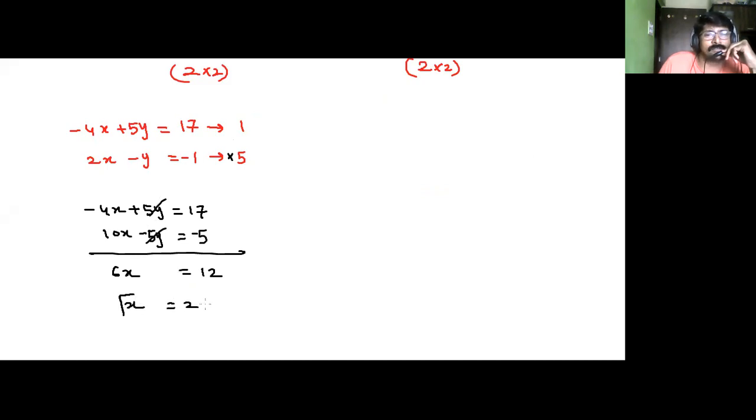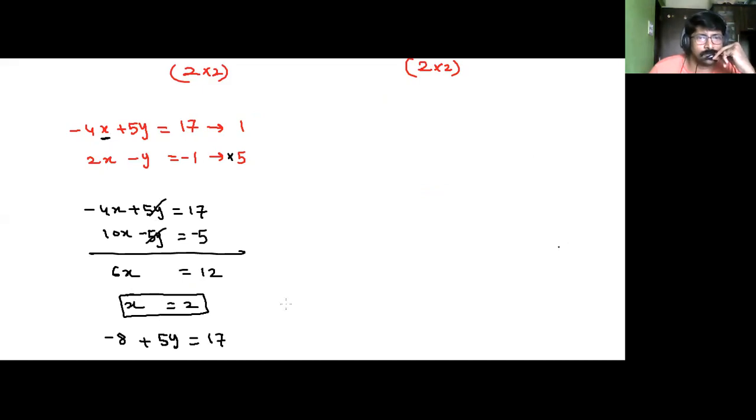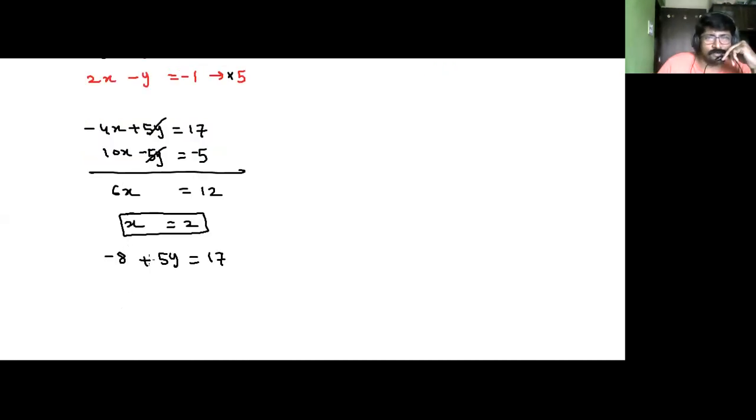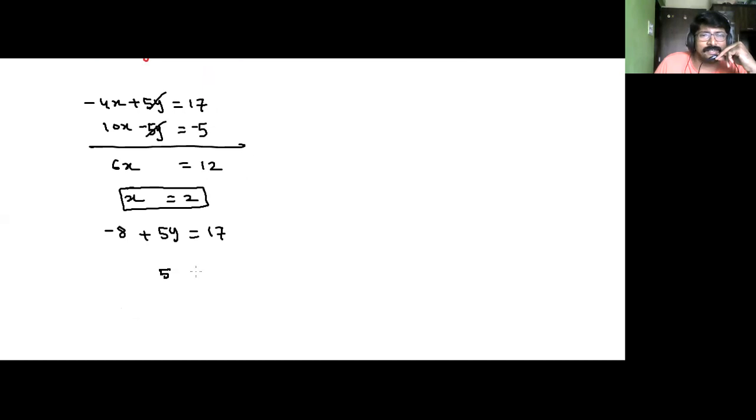Once you get x, we can plug this value in this equation over here. So minus 4 into 2, minus 8, plus 5y is equal to 17. Isn't it? Now, if you get this 8 on the other side, it will become 5y is equal to 17 plus 8, 25. So y is equal to 5. So y is equal to 5. I hope you understood how I got this x and y.